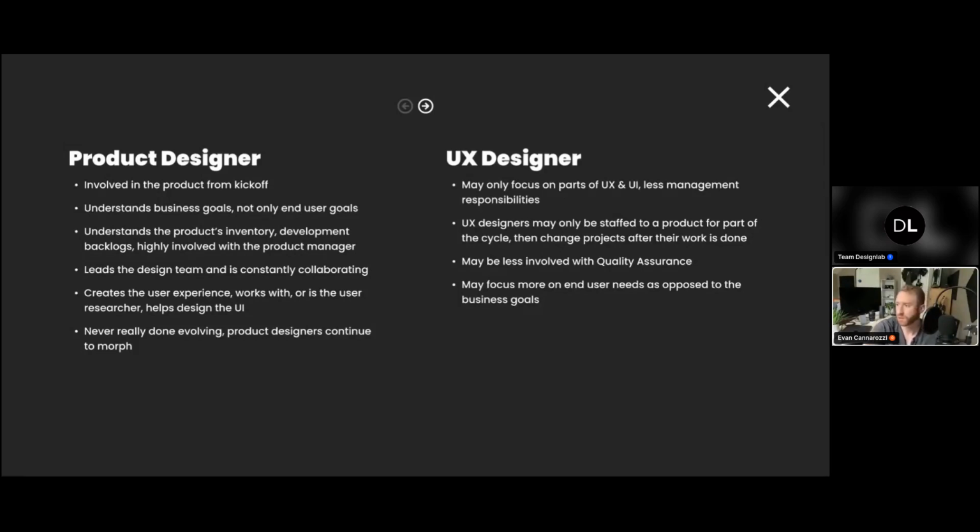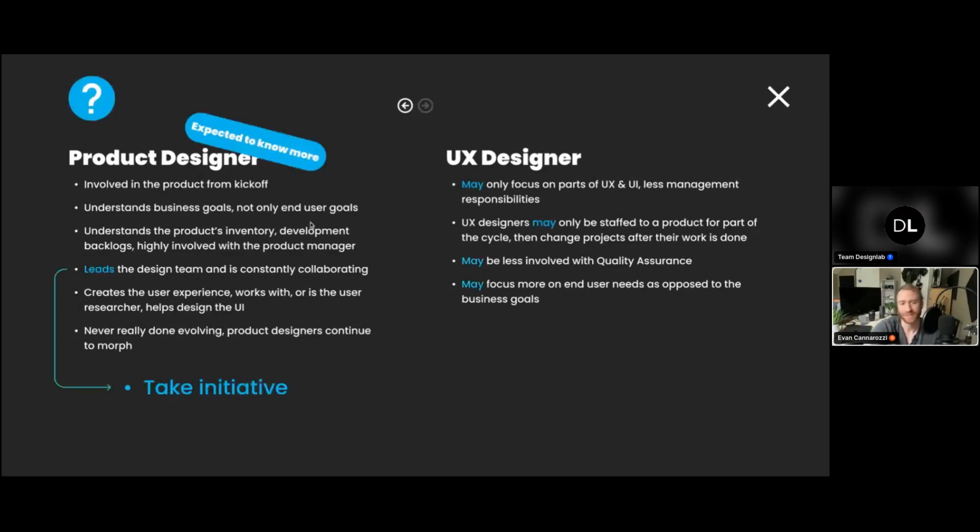So those are the differences, but the key difference is the product designer is expected to know more, right? They're a little bit more responsible for taking initiative and playing a leadership role. Whereas, as I said before, UX designer is a little bit more of a variable. They should be playing a leadership role, but sometimes that's not always the case, right? I'm a good example of that.